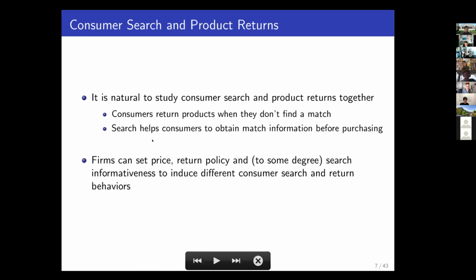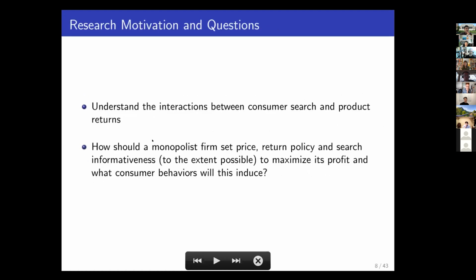Basically that's the motivation. Firms can set price and return policy, and to some degree the informativeness of search. Maybe they can design the web page differently, choose what information to put on it, and how easy or difficult to make it for consumers to search. So Warby Parker's home try-on program, you can think of it as lowering search cost, or as increasing search informativeness. Based on all of this, consumers will have different search, purchase, and return behaviors. So that's what I want to explore.